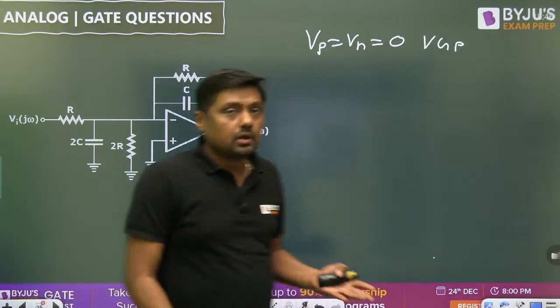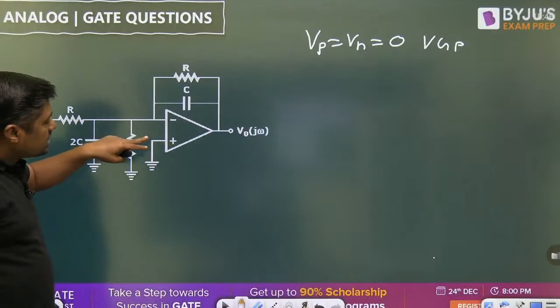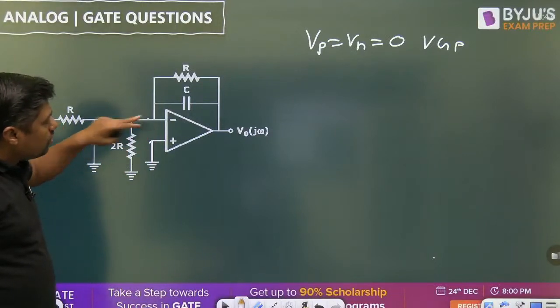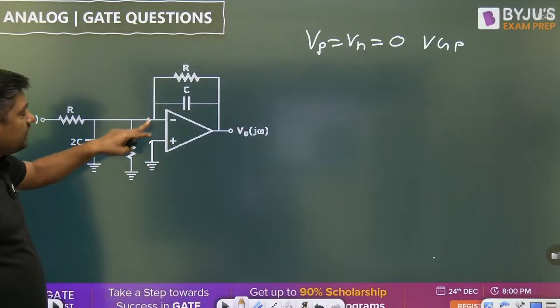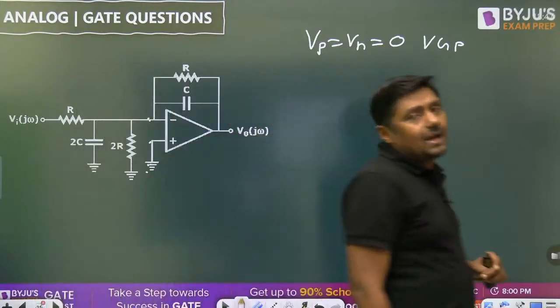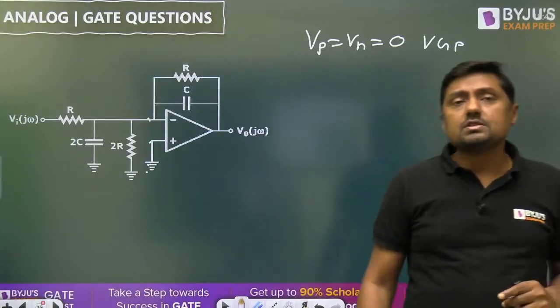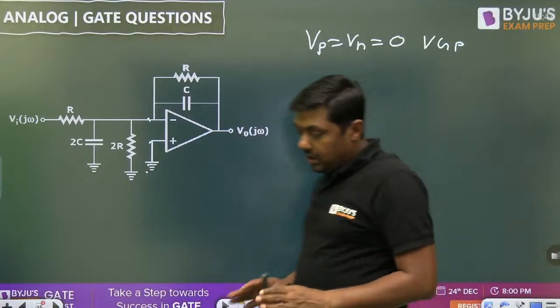Virtual short. Because the gain of the operational amplifier is infinite, that's why the voltage at this terminal is equal to the voltage at this terminal. If it is 2 volt, it is 2 volt, if it is 3 volt, it is 3 volt. If it is 0 volt, it is 0 volt. Means virtual ground process is a special case of virtual short concept.